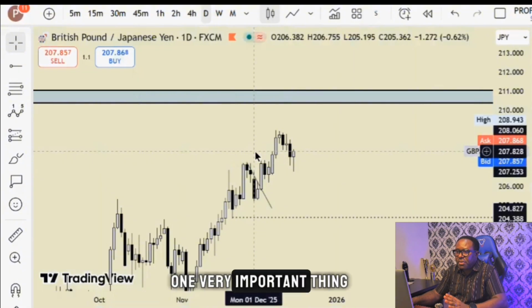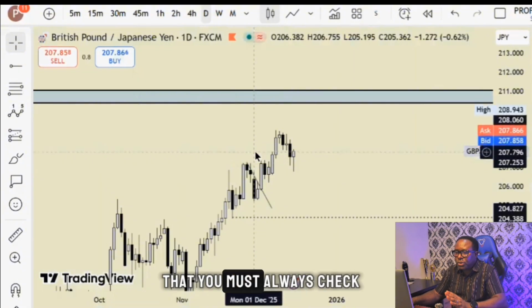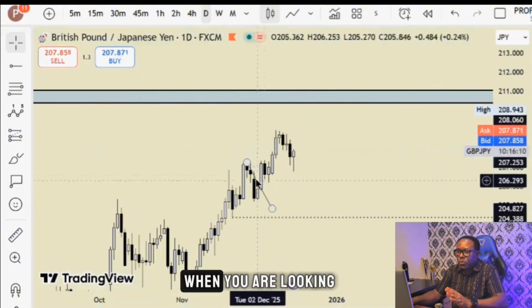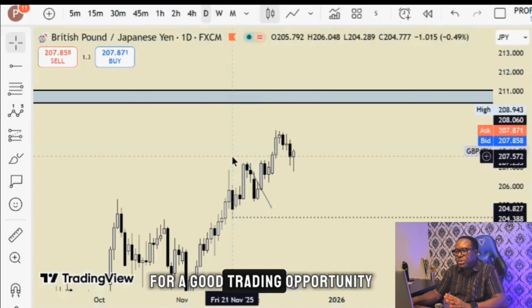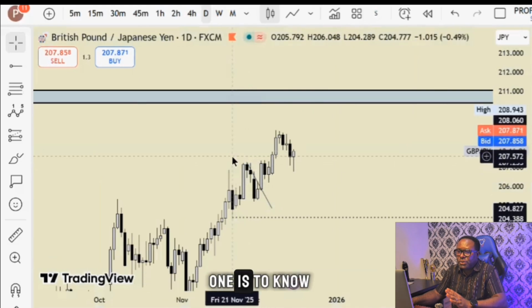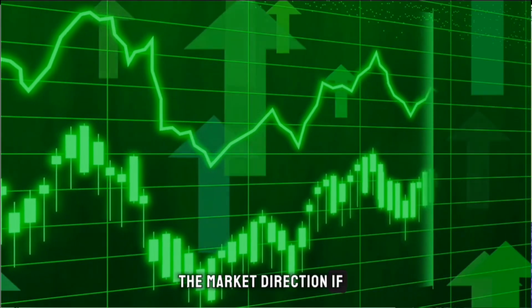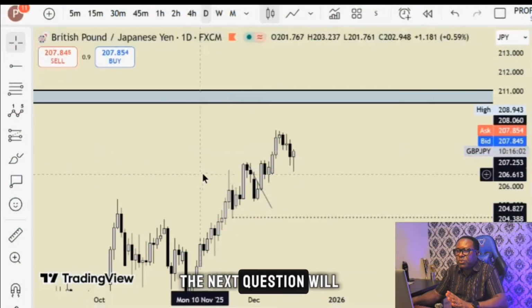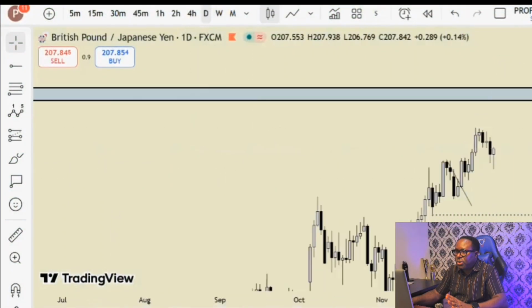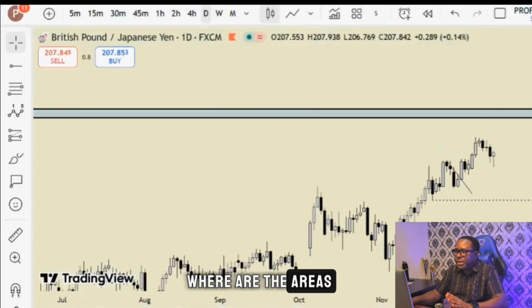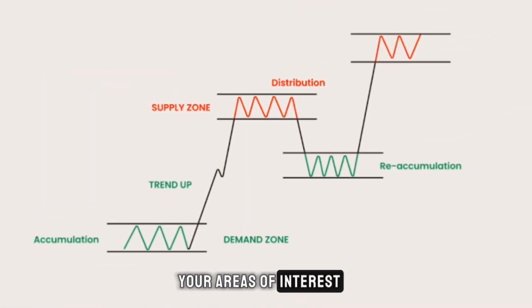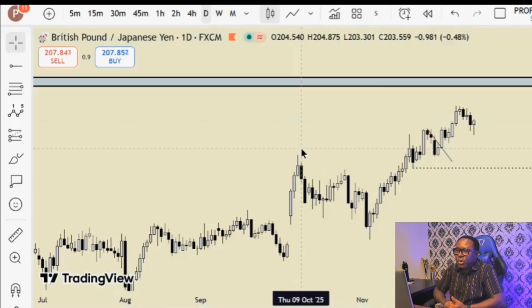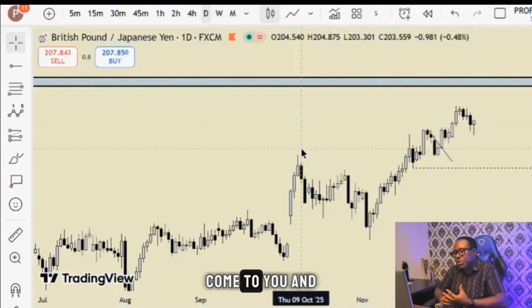One very important thing that you must always check when you are looking for a good trading opportunity is to know the market direction. If you know the market direction, the next question will be on your chart: where are the areas of value, your areas of interest? Because in trading, you are not chasing the market. You have to wait for the market to come to you.